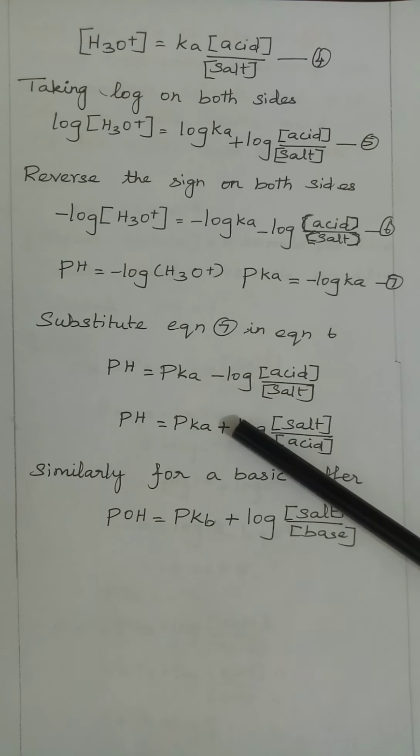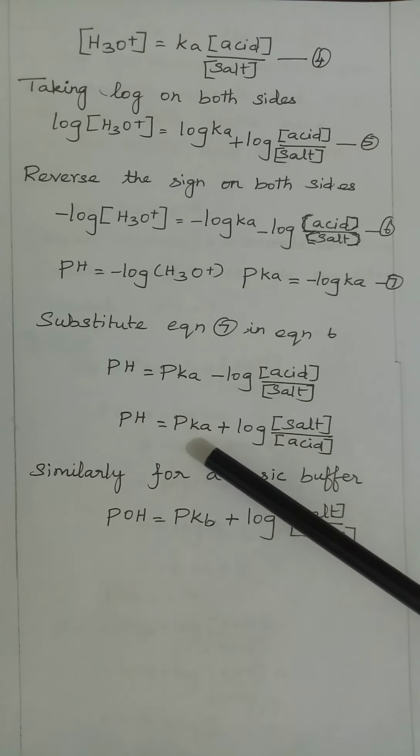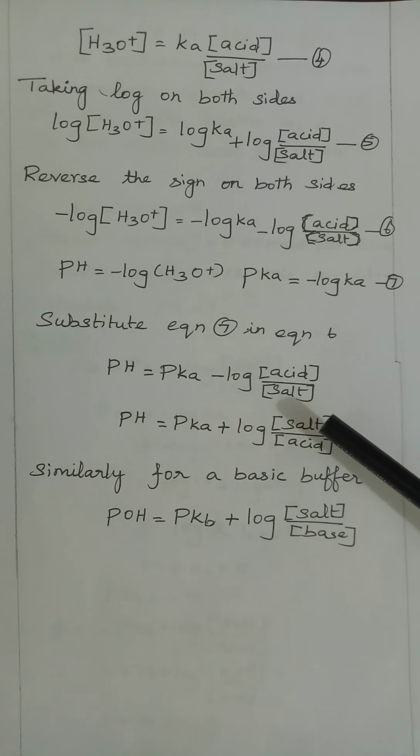The minus becomes plus, that means the ratio is reversed: salt concentration divided by acid concentration. pH is equal to pKa plus log of salt divided by acid. This is the Henderson equation for acidic buffer.